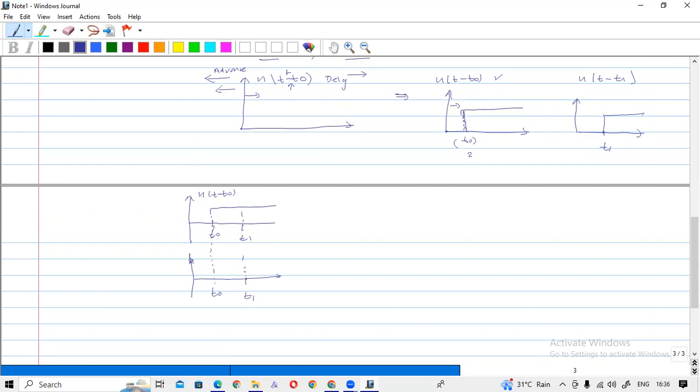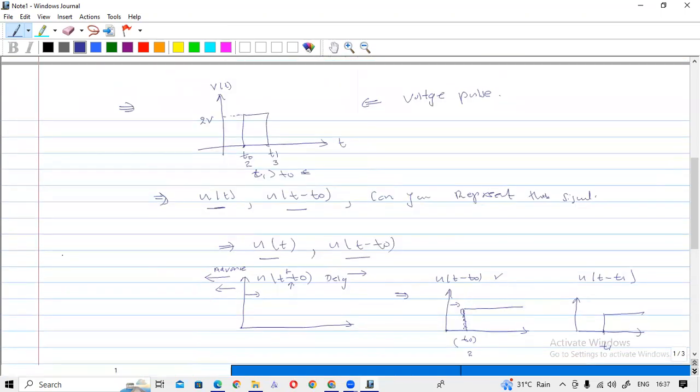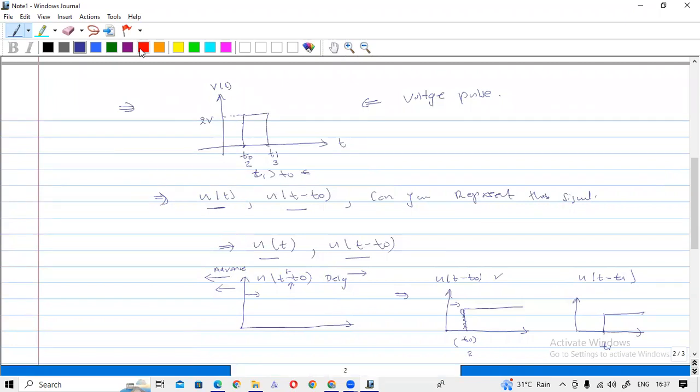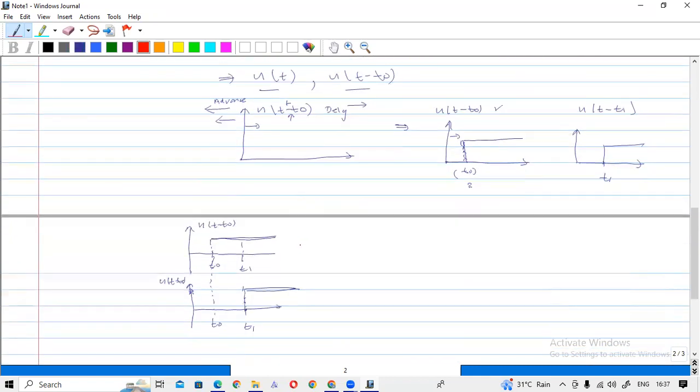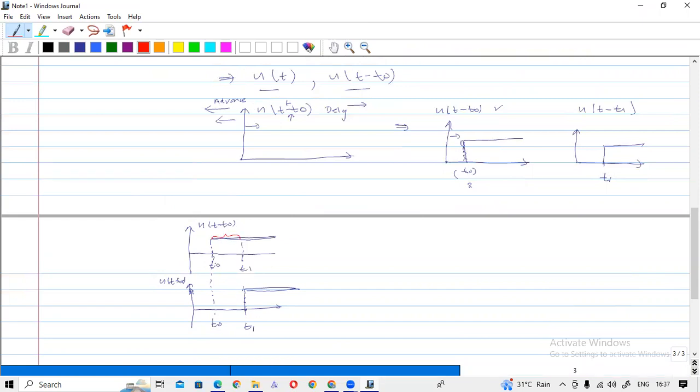Now, if I draw u(t - t1), I will have it like this. This is from here, this is from here. Now you can see that in this pulse, you have only this portion, from t naught to t1. So here we have only this portion, t naught to t1.